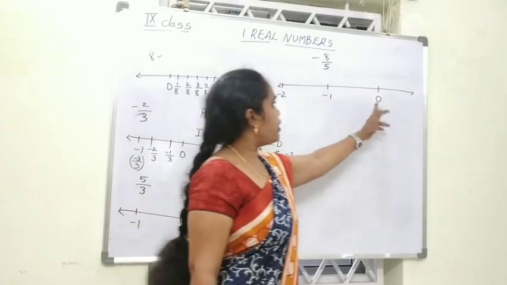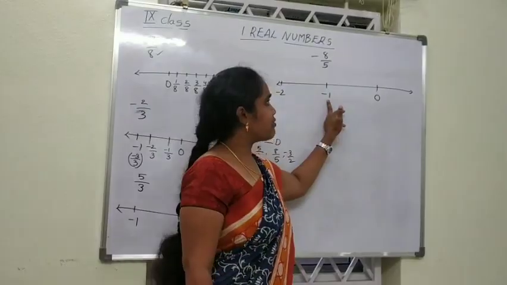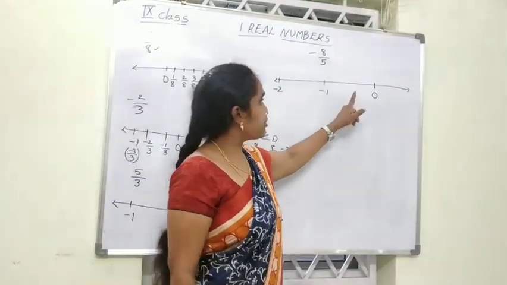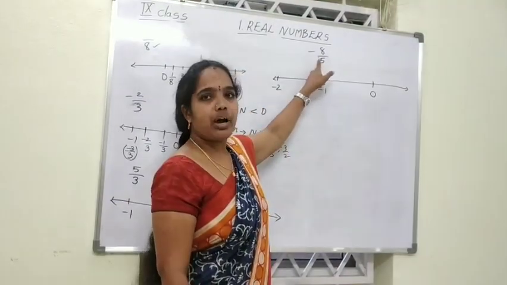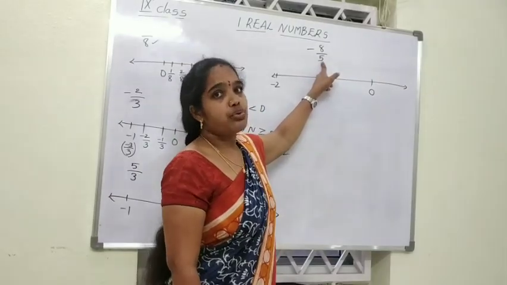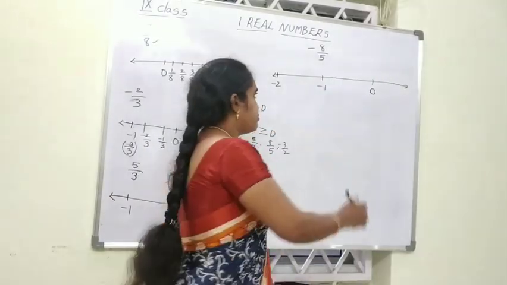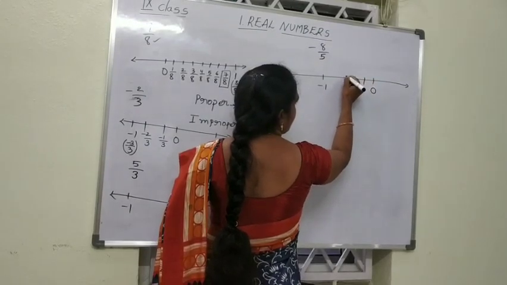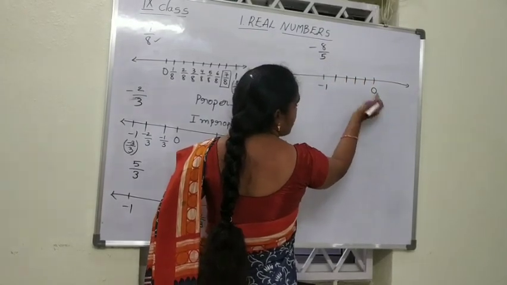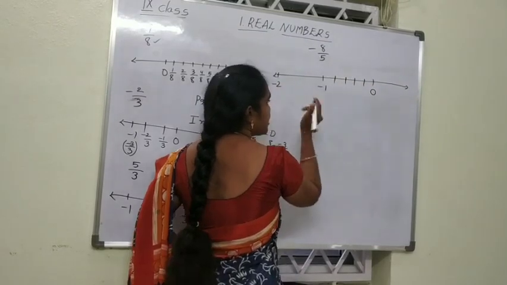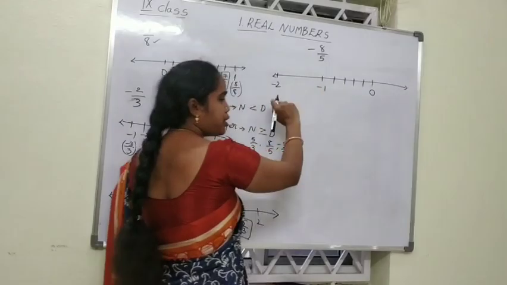Okay. Now 1 unit from 0 to minus 1. How many parts we have to take? That is the denominator. We have to see the denominator, 5. So 1 unit divide into 5 parts. Count once. 1, 2, 3, 4, 5 parts. Again next unit also divide into 5 parts.